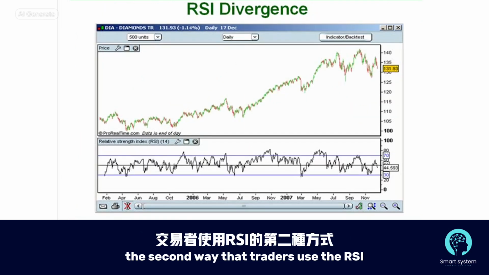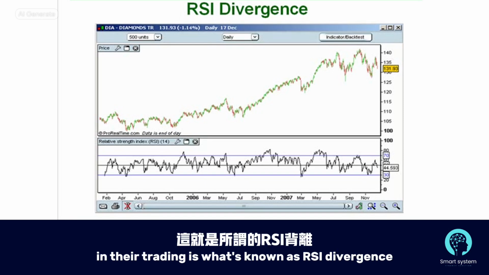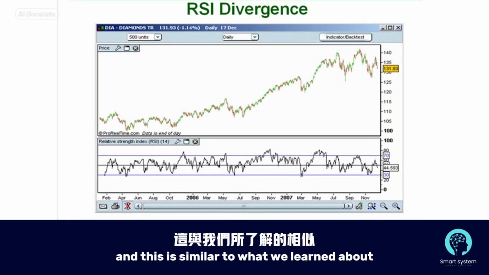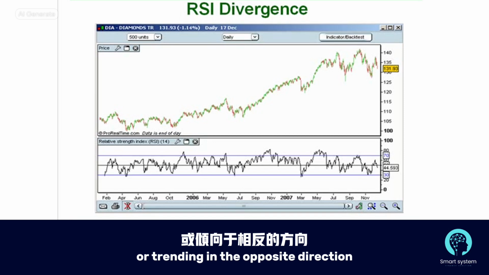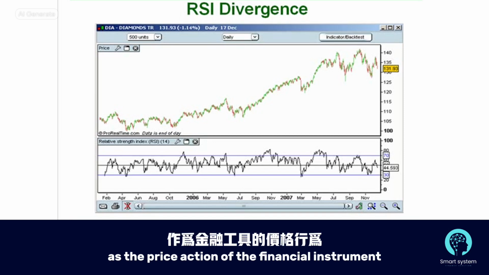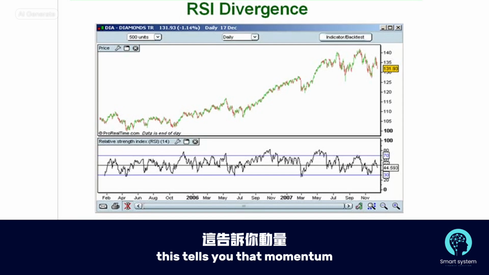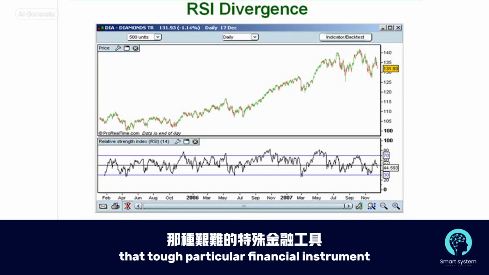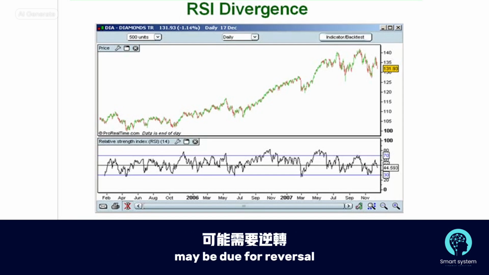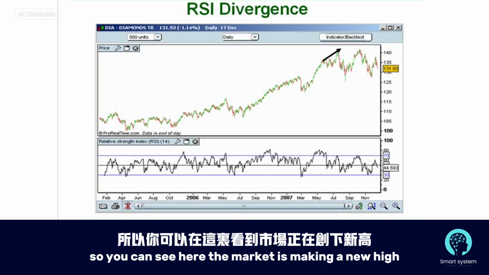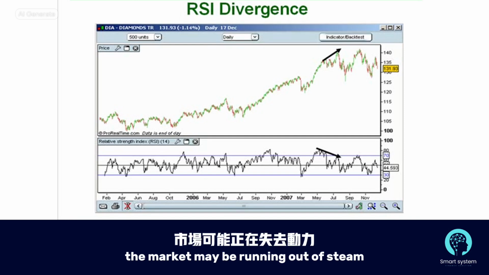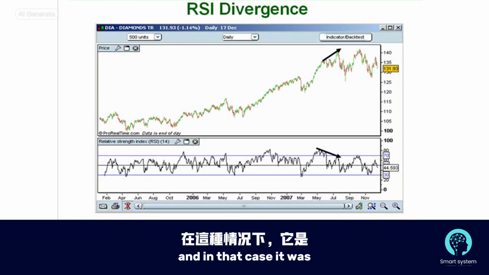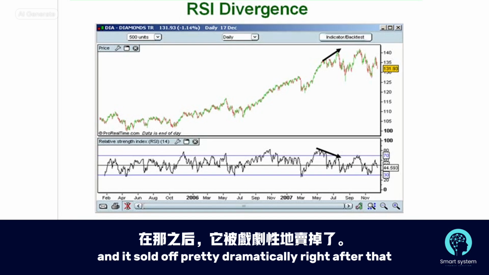The second way that traders use the RSI in their trading is what's known as RSI divergence, and this is similar to what we learned about with the MACD divergence. If the RSI is trending in the opposite direction to the price action of the financial instrument that you're analyzing, this tells you that momentum is waning and therefore that particular financial instrument may be due for a reversal. So you can see here the market is making a new high, but the RSI is not, and that is a divergence showing that the market may be running out of steam, and in that case it was, and it sold off pretty dramatically right after that.